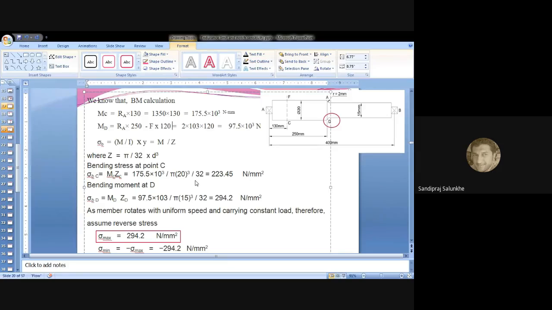Okay. So now the F value is 2 into 10 raised to 3, and I put that value, 2 into 10 raised to 3. It is there, but the only thing is that I have put an equal sign over there. All right. Yes, sir.